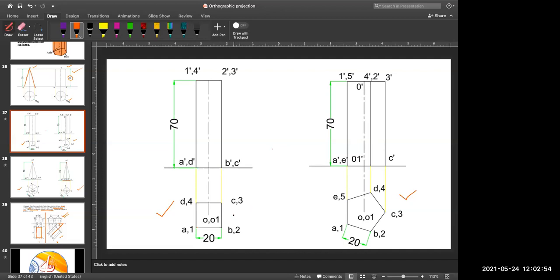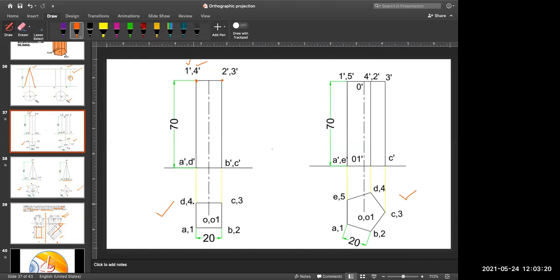In the top view you have to draw one rectangle as you can see here, and the two corners, 4 and 1, will be at the top. They are coming in the front side as 2 prime and 3 prime. Now the question must be coming, why have I used this prime, 1 prime or 4 prime?